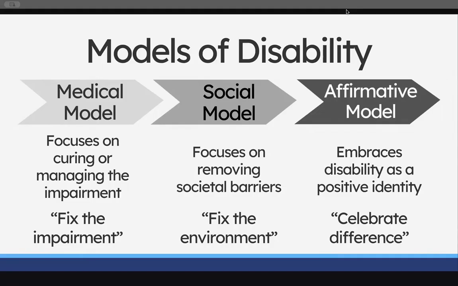The second column represents the social model. This model emphasizes removing barriers in society that limit people with disabilities. Its key message is fix the environment. The third column represents the affirmative model. This model views disability as a positive identity and highlights pride and acceptance. Its key message is celebrate difference.